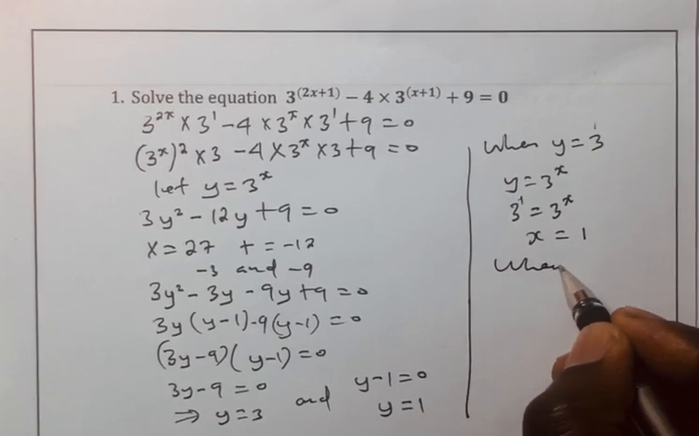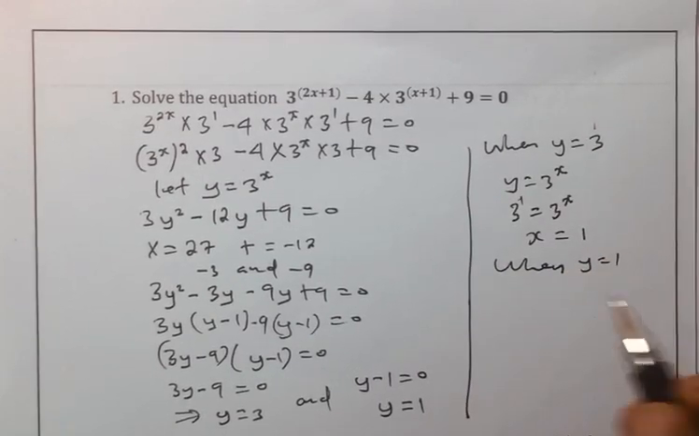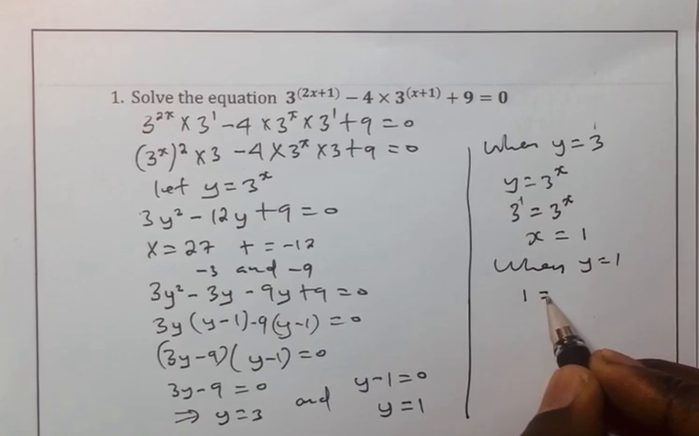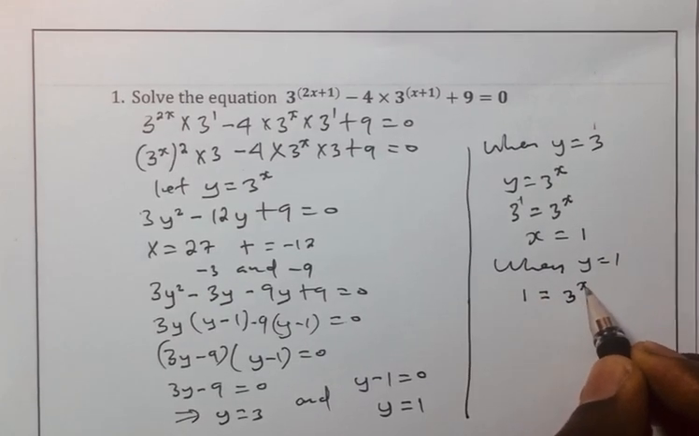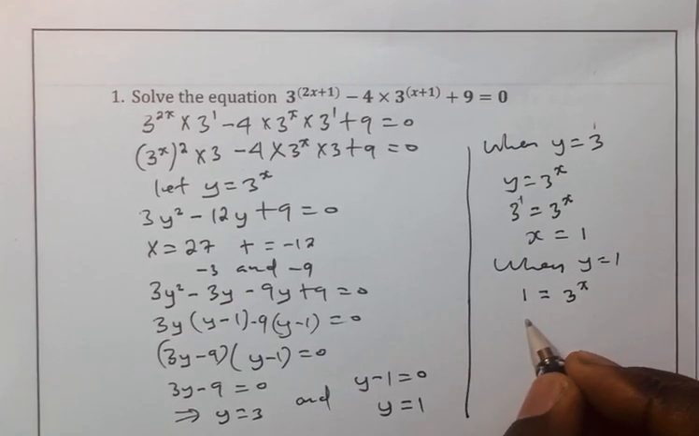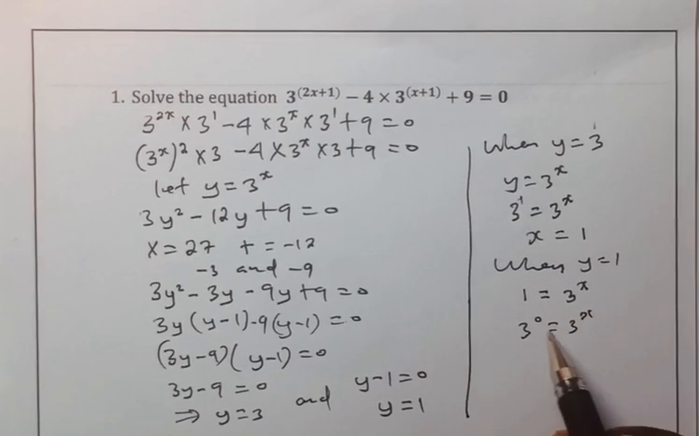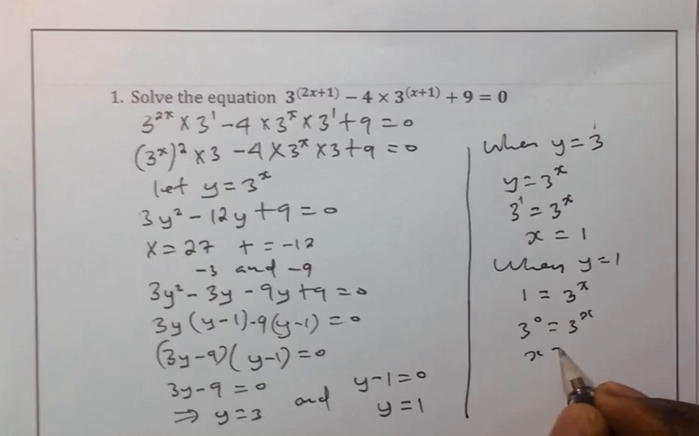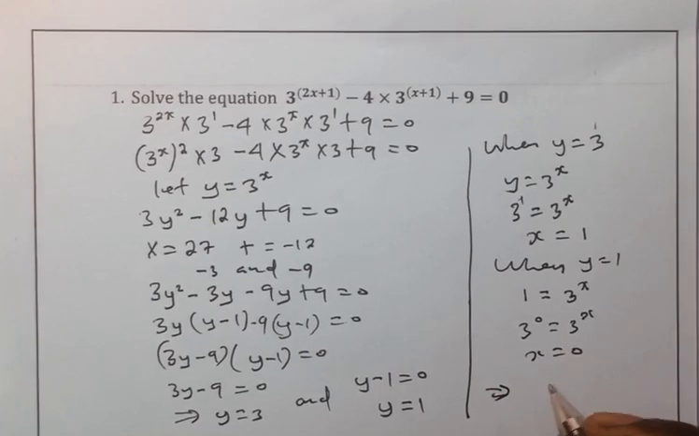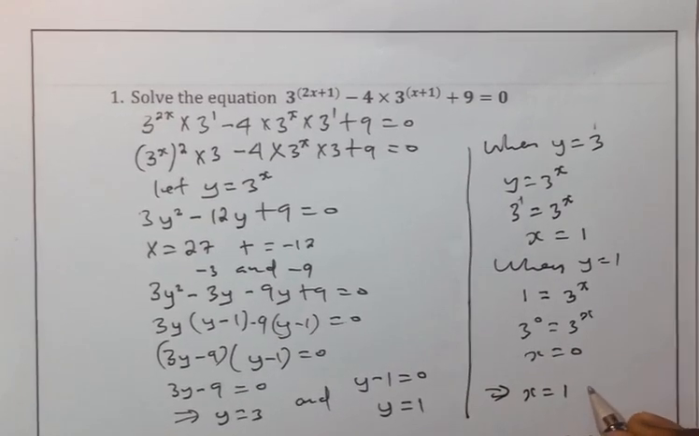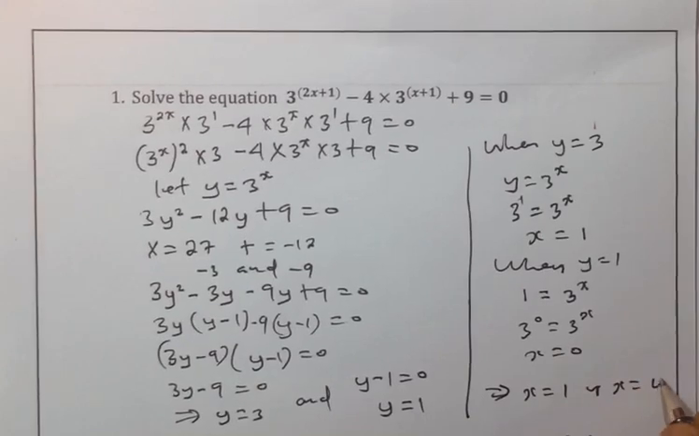And when y is equal to 1, we have 1 is equal to 3 raised to the power x. So 1 is the same as 3 raised to the power 0. So it means x is equal to 0. Therefore, x is either 1 or x is equal to 0.